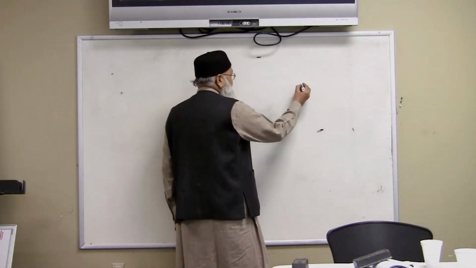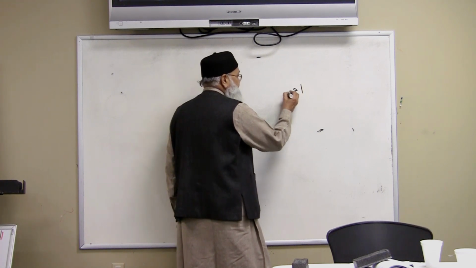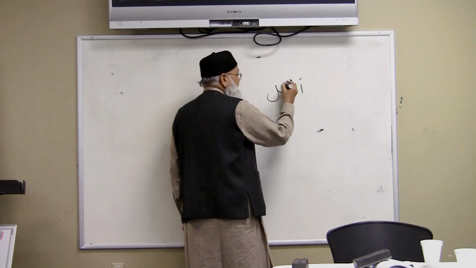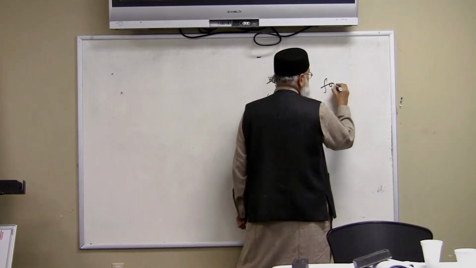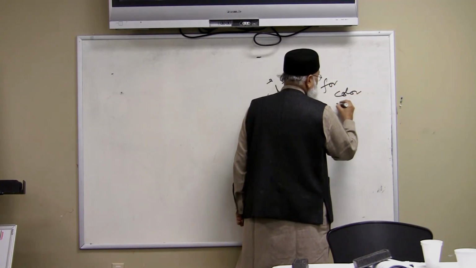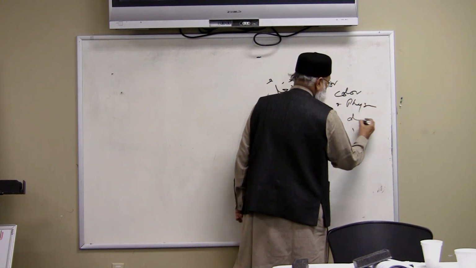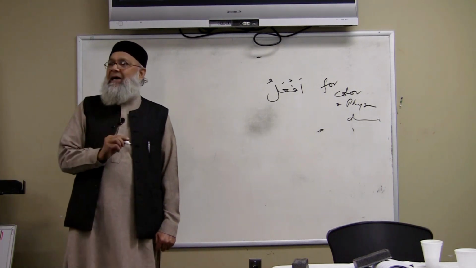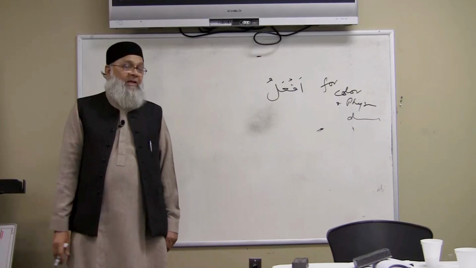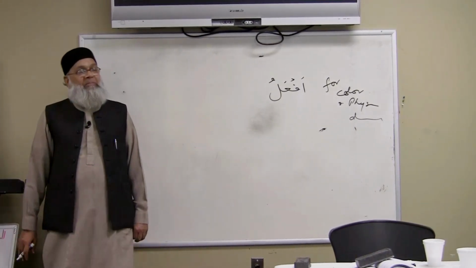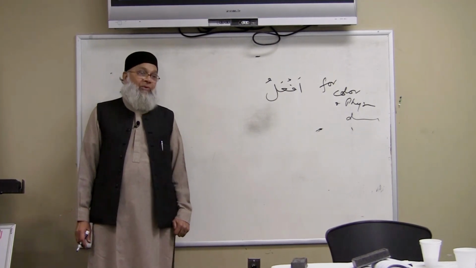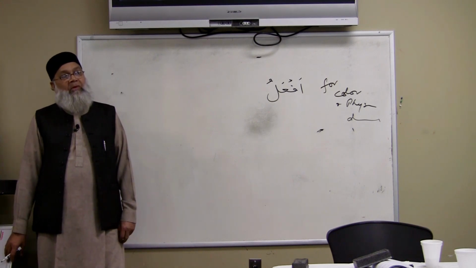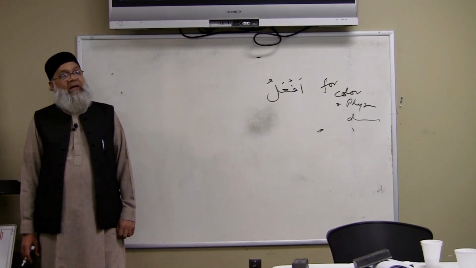The next is afalu for uyub and alwan. The same afalu is used for the colored adjectives and the physical disabilities. This is called afalu for colors and physical disabilities. For example, ha mim ra is for red, ahmaru. Sin waw dal is for black, aswadu. Ba ya dad is for white, abyadu. Kha dad ra is green, akhdaru. Sad fa ra is for yellow, asfaru.